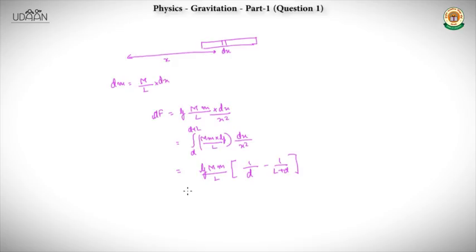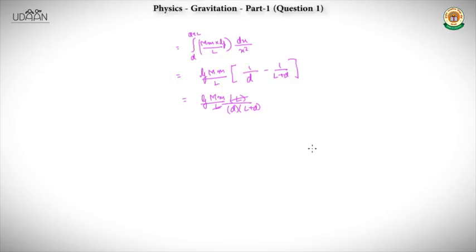So the final answer will be equal to G capital M small m upon L into L upon d into L plus d. So the L will cancel out. So this is the solution, this is the answer of it.